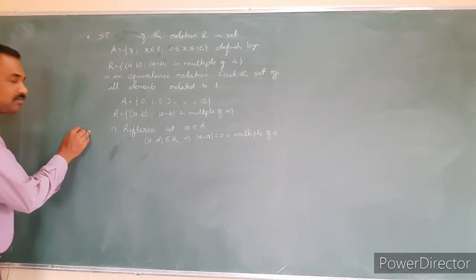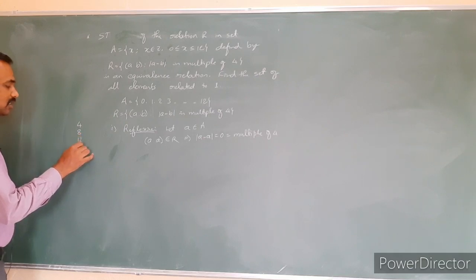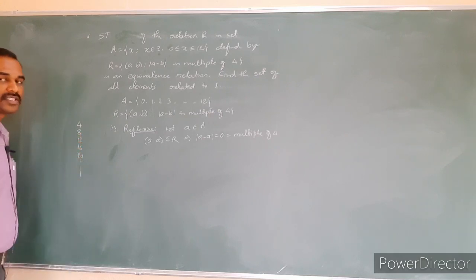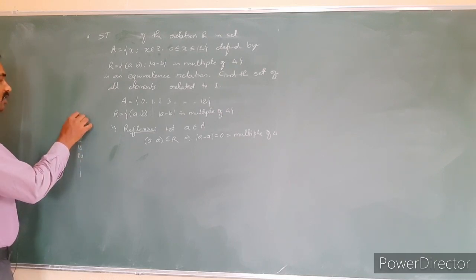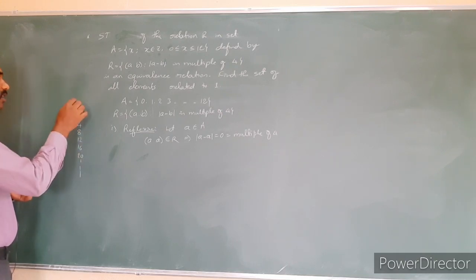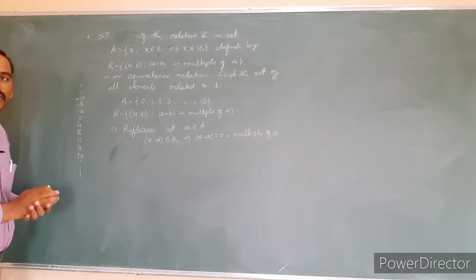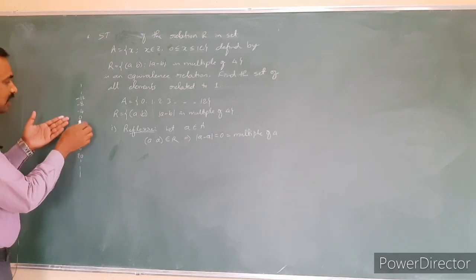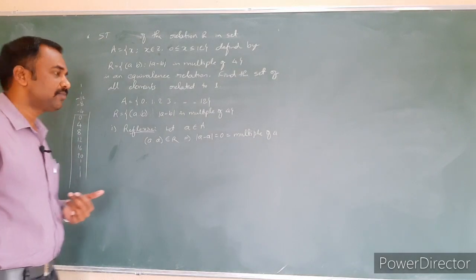Usually multiples of 4 means 4, 8, 12, 16, 20 and so on. These are multiples of 4, positive integers. If we go the reverse way, we get minus 4, minus 8, minus 12, and it continues like that. So here we can express 0 also as a multiple of 4.